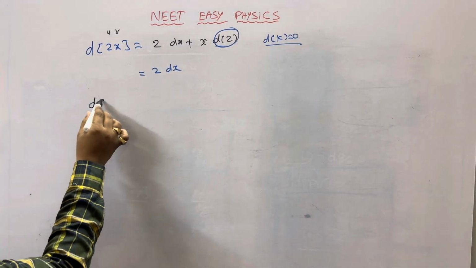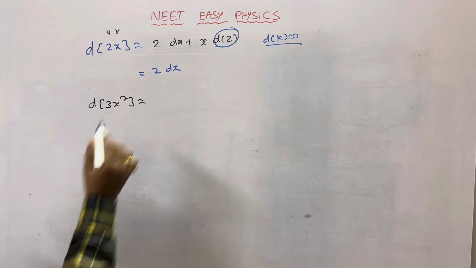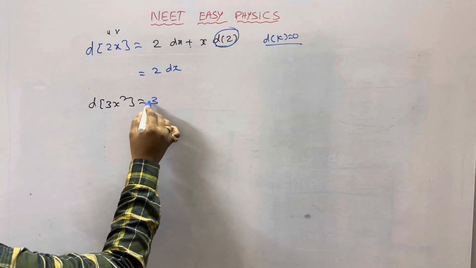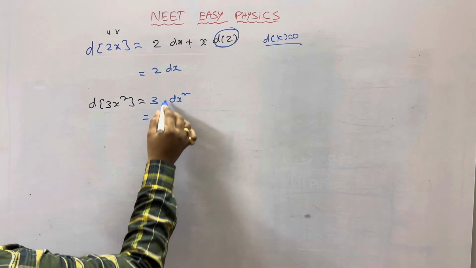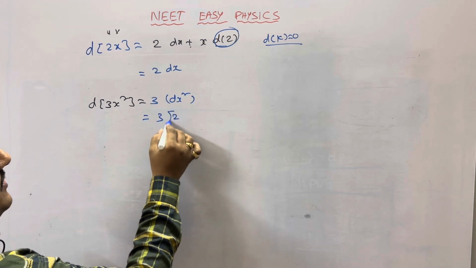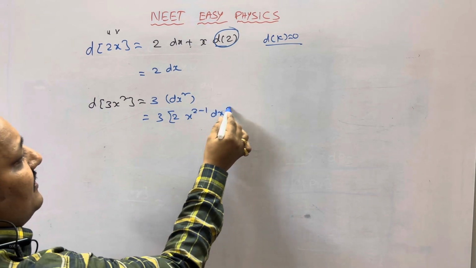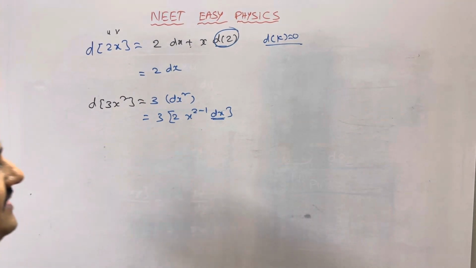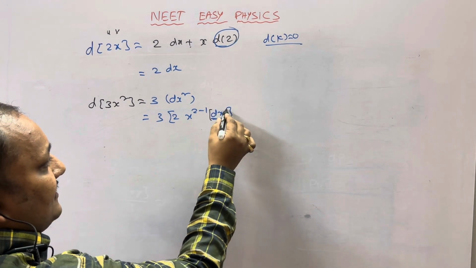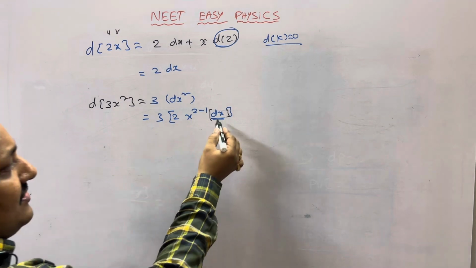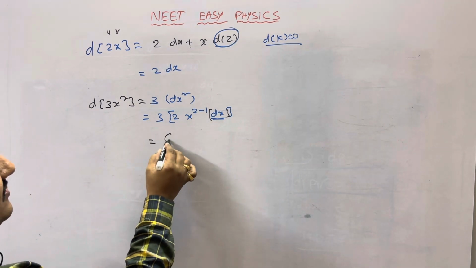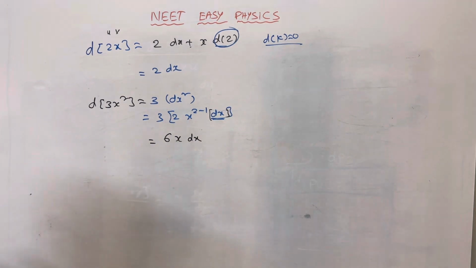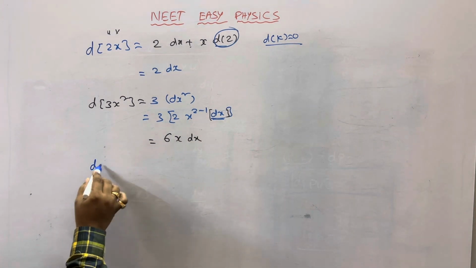Let us assume the derivative of 3x square. We write the 3 outside, 3 d of x square. Already we discussed this: 2 into x power 2 minus 1. What do we have to write here? We have to write dx. Don't forget to write dx. In physics this plays a main role, and many students forget to write it. So 6 into x power 1, so 6x dx.